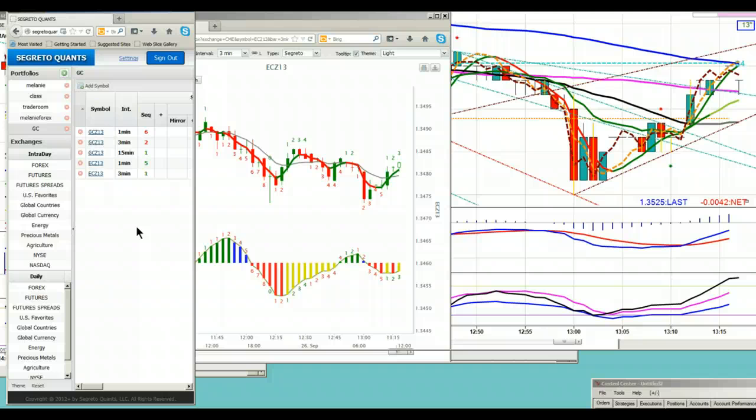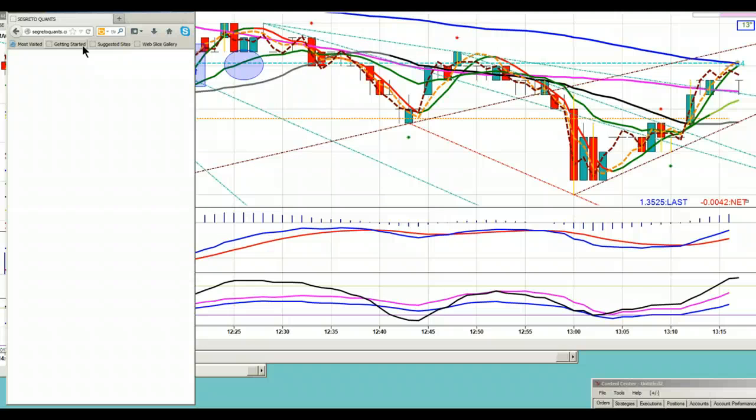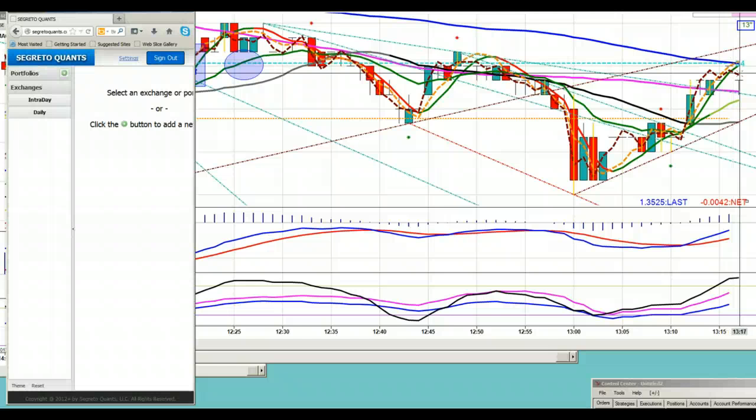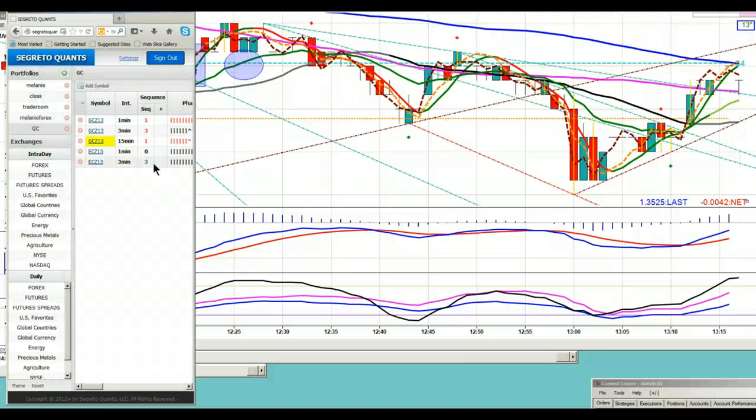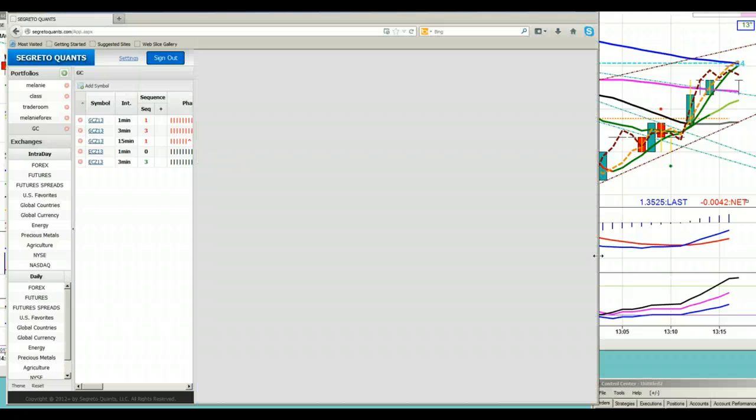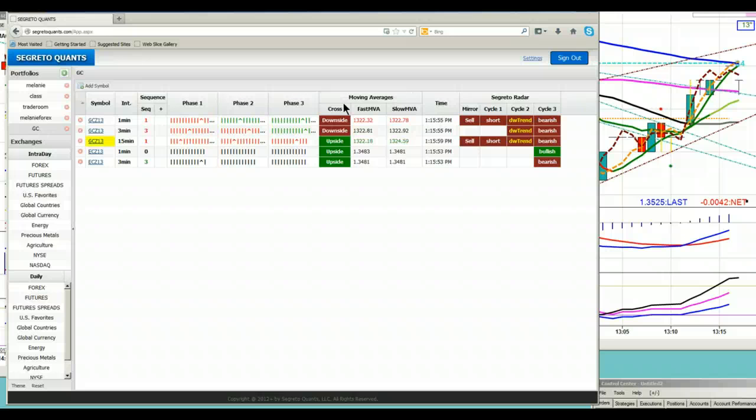If you're looking at all of this, now you can gauge what your ninja's telling you and verify it with your Segredo. Does that make sense? Oh, there we go.